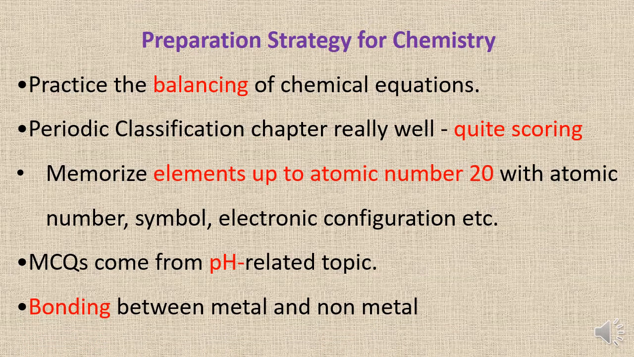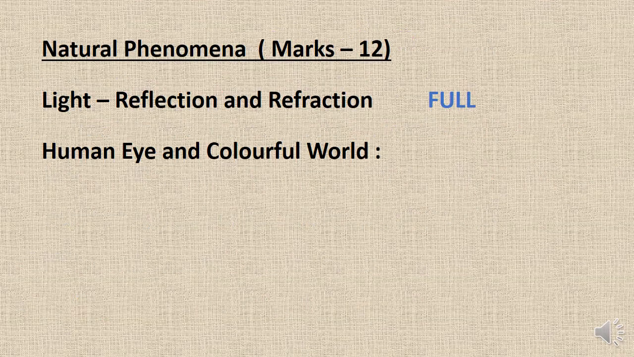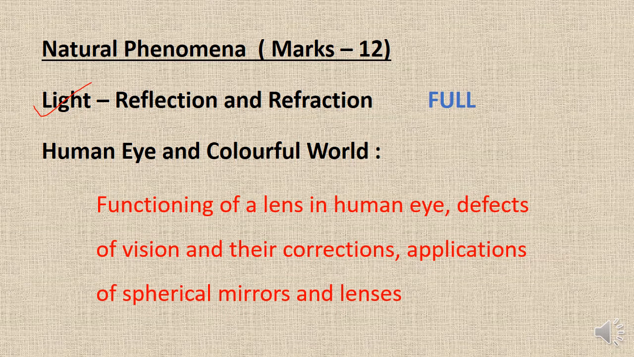Next comes natural phenomena. Light, reflection and refraction, the whole chapter you need to study. From the chapter Human Eye and the Colourful World, these topics are deleted: functioning of lens of human eye, defects of vision and their correction, application of spherical mirrors and lenses. The other topics, that is the dispersion through a prism, atmospheric refraction, scattering of light, all these topics you need to study.